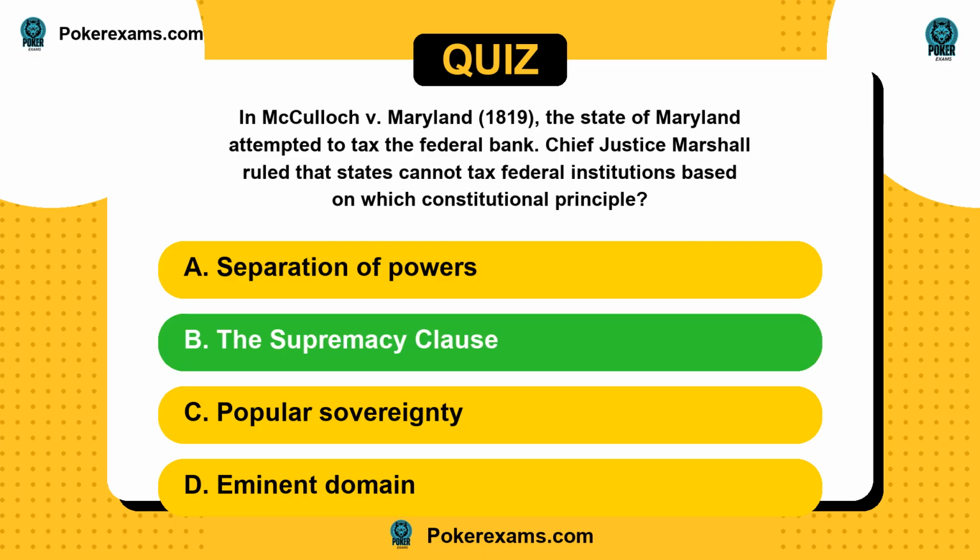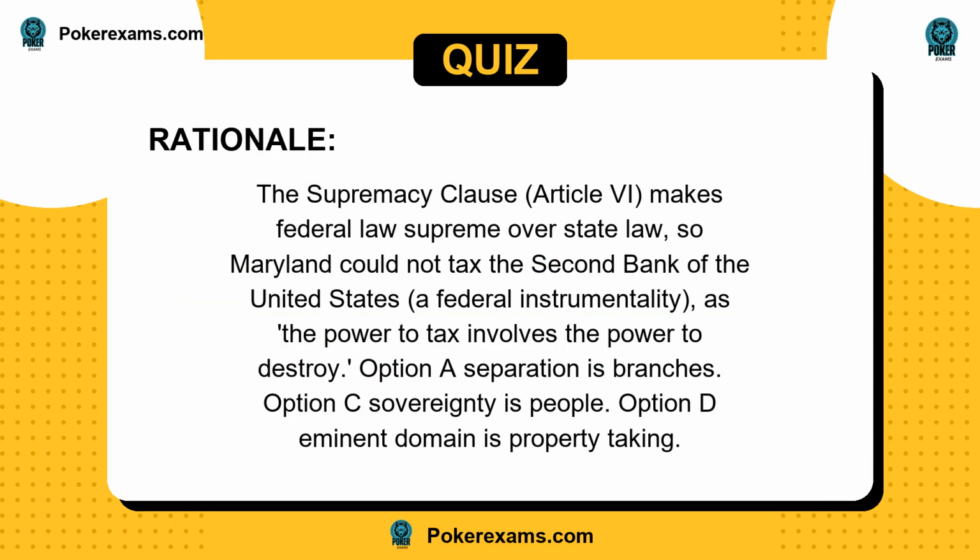The answer is B. The supremacy clause, Article 6, makes federal law supreme over state law, so Maryland could not tax the Second Bank of the United States, a federal instrumentality, as the power to tax involves the power to destroy. Option A, separation, is about branches. Option C, sovereignty, is about the people. Option D, eminent domain, is property taking.